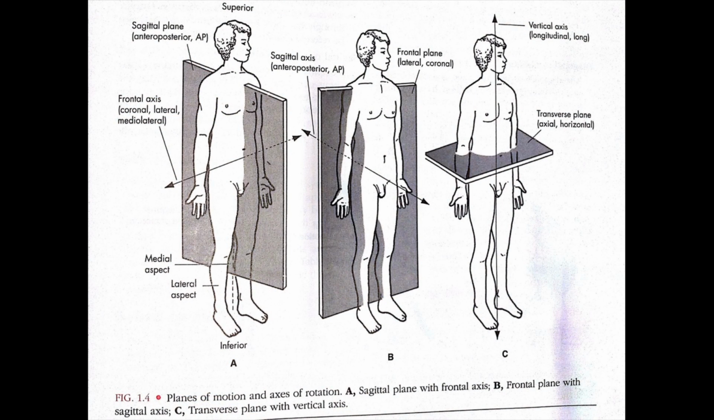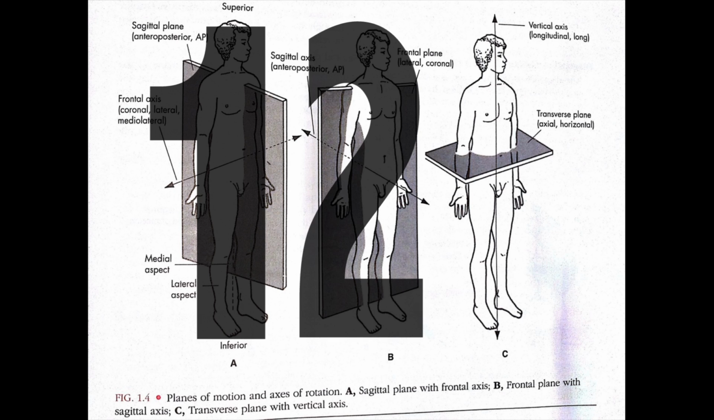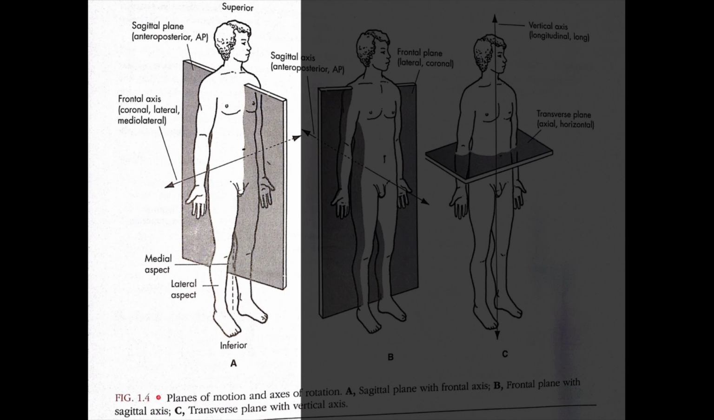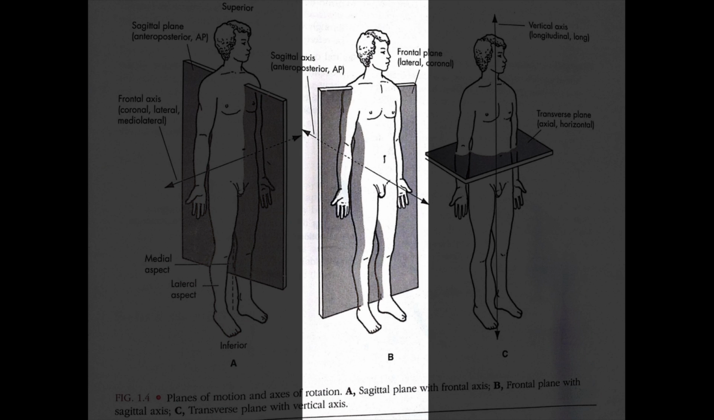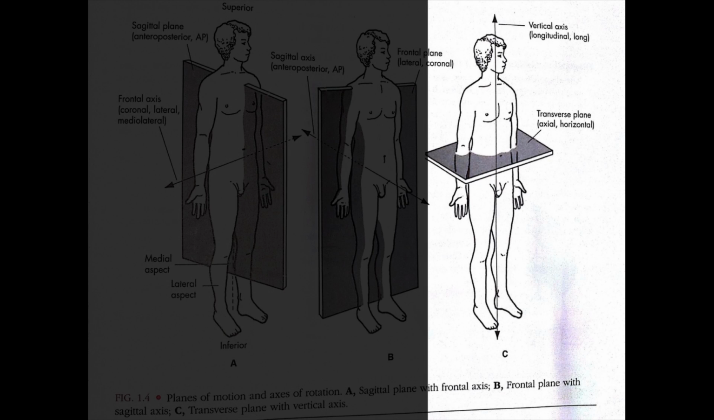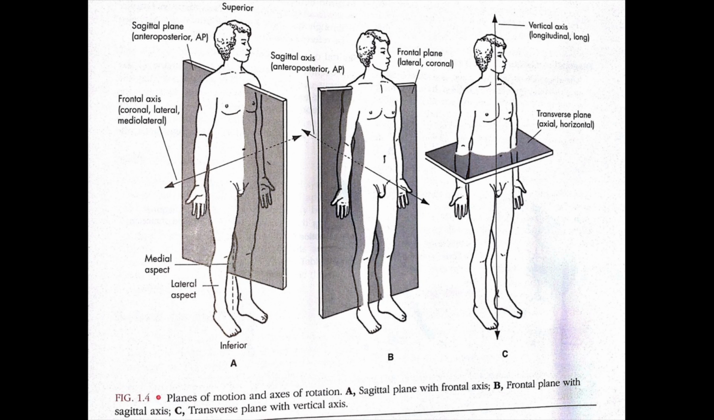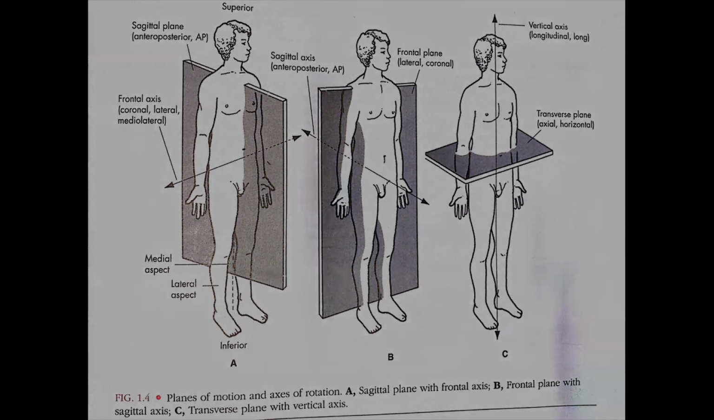There are 3 cardinal planes of motion with a correlating axis of rotation for each plane. The sagittal plane divides the body into 2 halves about a frontal axis, which includes flexion and extension. The frontal plane divides the body into anterior and posterior halves about a sagittal axis, including adduction and abduction. And lastly, the transverse plane divides the body into top and bottom halves about a longitudinal axis, which includes internal and external rotation. All of these planes and axes take place at some point throughout the volleyball serve.